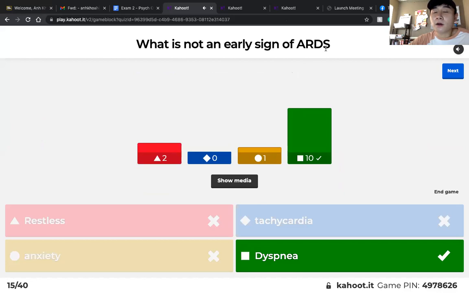Awesome. So ARDS. In ARDS, remember the two things that I was talking about before, RAD and BED. RAD is the early sign: restlessness, anxiety, tachycardia, tachypnea. Those are early signs. BED are the late signs: bradycardia, E is extreme restlessness, and D is dyspnea. So dyspnea is a late sign of ARDS.